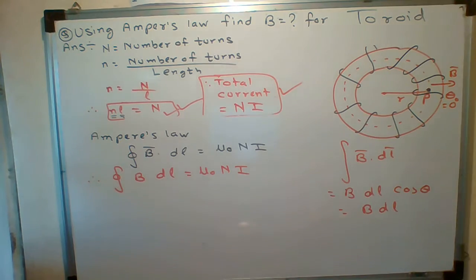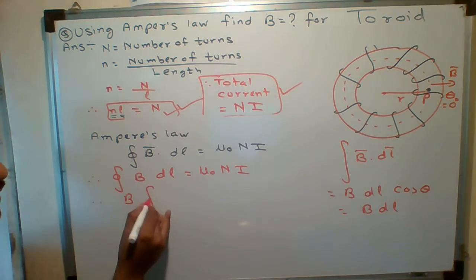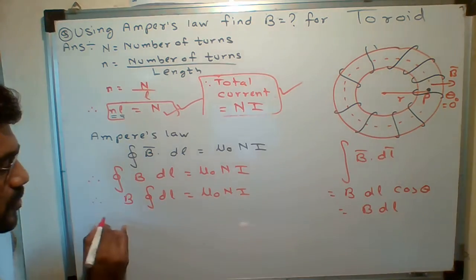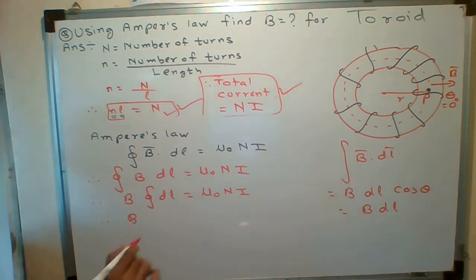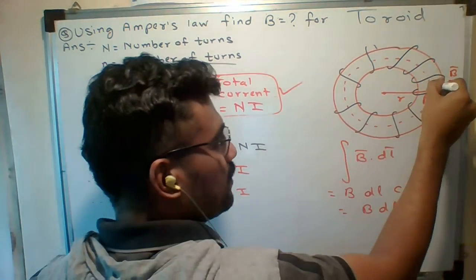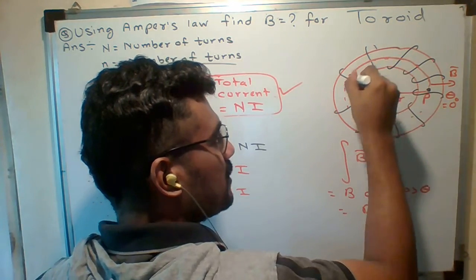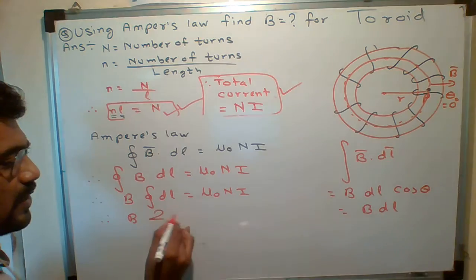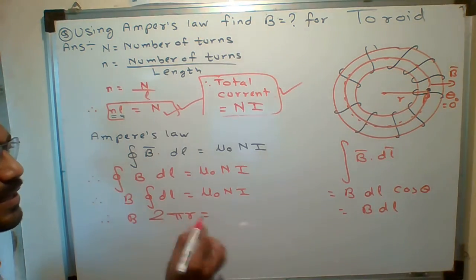So students, now what will I do here? B is constant, so B times the integration of dl equals mu naught N I. What is the integration of dl here? If I join these small parts, what will I get? The circumference of the circle through point P. So here I will get 2 pi r.